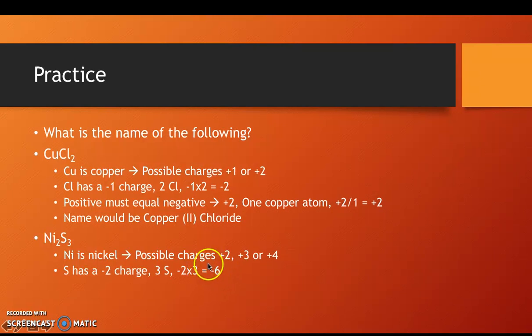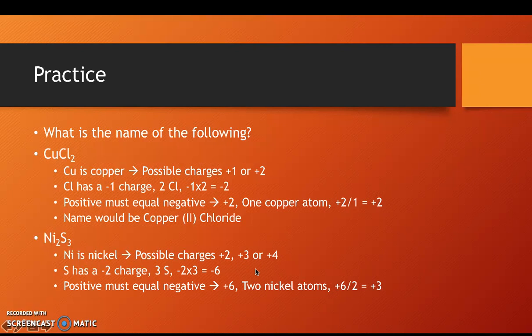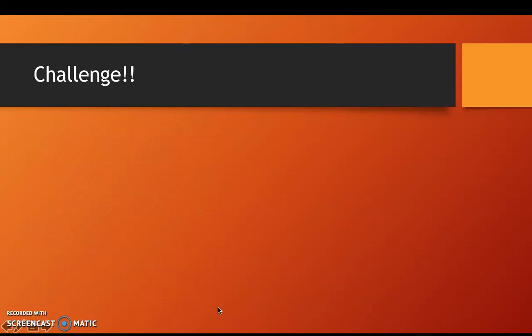We can see that right there. Then the positive must equal the negative, so I have a +6. That's spread over 2 nickel atoms, so +6 divided by 2 equals +3. So the name then would be nickel with the Roman numeral 3, so nickel 3 sulfide. Notice on both of these that I didn't do anything different with the anion. So these negative ions, I still changed the ending to IDE, just like we'd learned before.